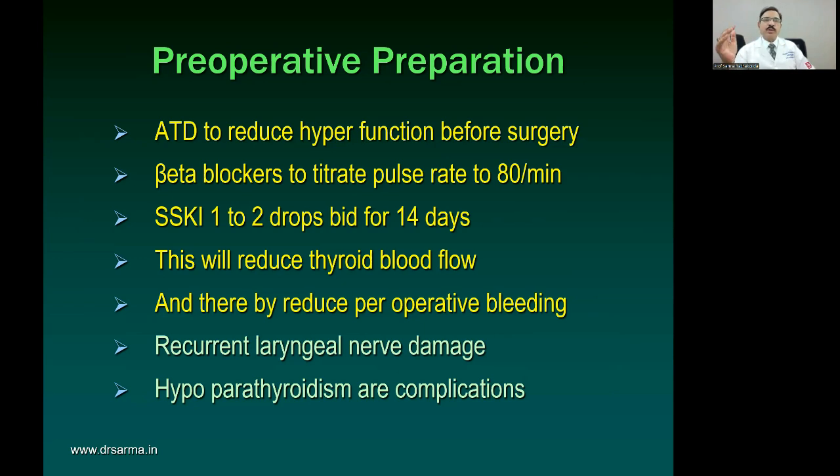Recurrent laryngeal damage is a problem. Hypoparathyroidism may be a complication. Inadvertently, you will remove the parathyroid also. Then he will go into hypocalcemia and hypoparathyroid features also. So these are the preoperative preparations. So what do we do? Give ATD, methimazole or propylthiouracil for 2 weeks. Give beta blockers, give Lugol's iodine to reduce the blood flow, then ask the surgeon to operate.